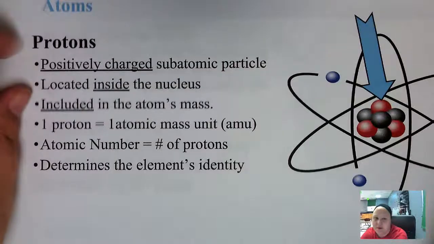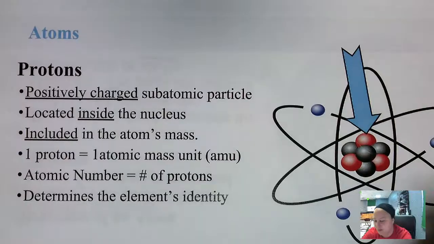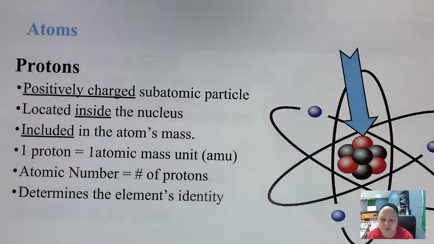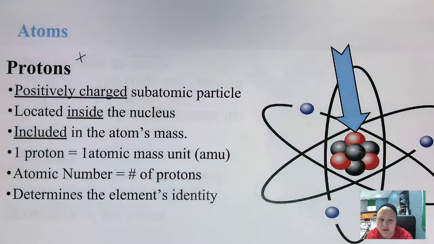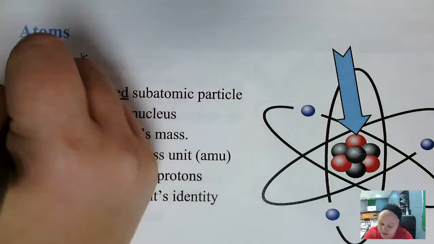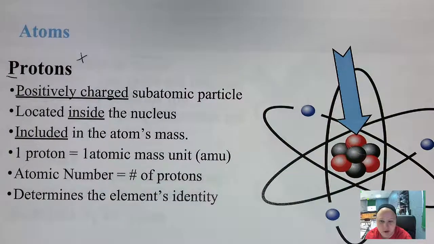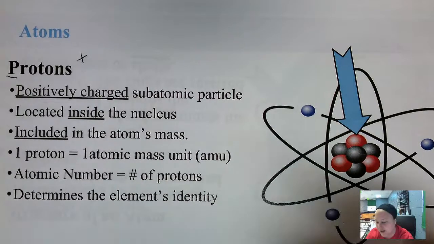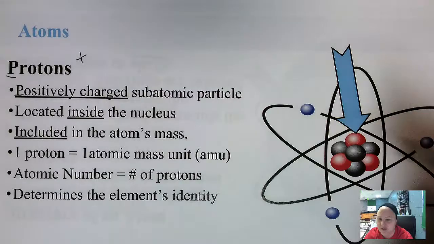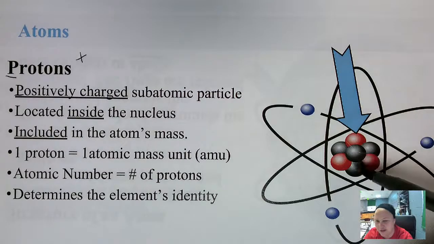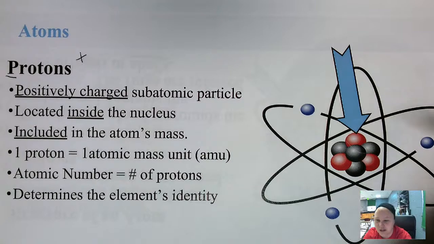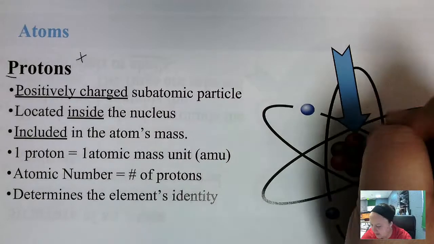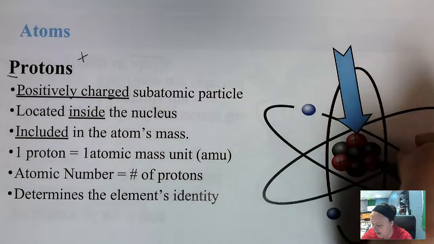So protons are pretty much the easiest one for people to remember, because protons are positively charged. So, P for positive. They're positively charged. They're located inside the nucleus. Now, don't look at these colors and think, oh, a proton's red, or an electron's blue, or a nucleus is black. This is just so you can see the difference. So if we look, we have our protons in our nucleus.